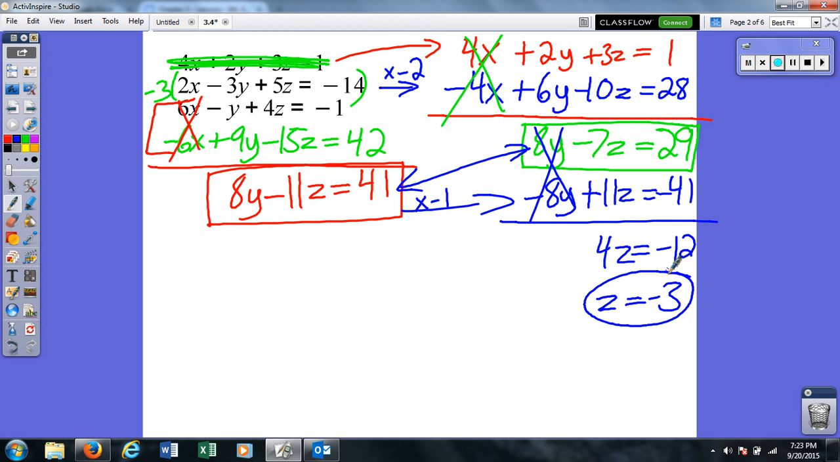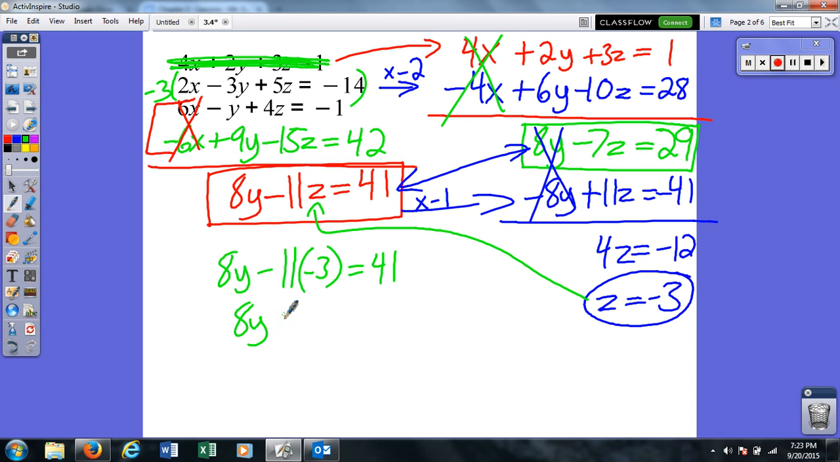So to find, say, y, we can take one of these equations that has both a z and a y in it, and plug in the z value we just found. So we'll take this z equals -3, plug it right in here for z. So 8y minus 11 times z, which is -3, equals 41. 8y then plus 33 equals 41.